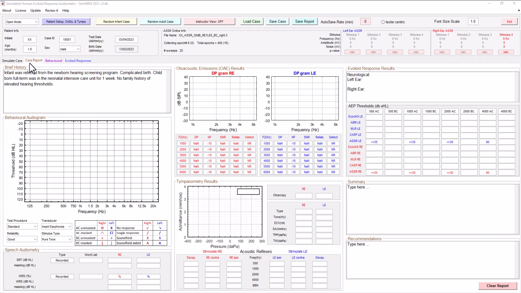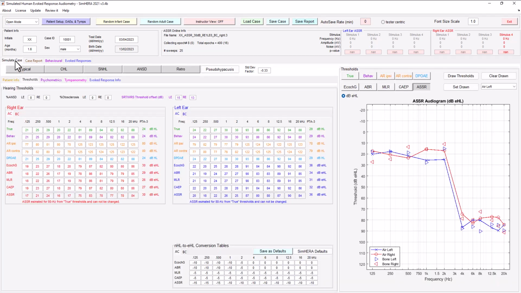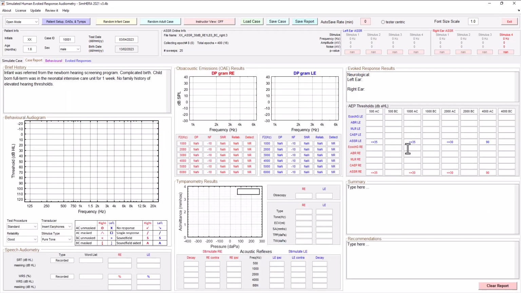So let's take a look at how we did. We can go back to the Simulate Case tab and find out the true thresholds. And what we see here, that the thresholds, we did a fairly good job. These are in dB EHL, so they are between 20 and 30. And we got less than or equal to 35 and 30s, all the way up to 2 kilohertz. And then the 4 kilohertz has this really steep sloping high frequency hearing loss, where the right ear we had 75-ish and just around 90 for the left ear. And that matches what we put in with our steady state responses.